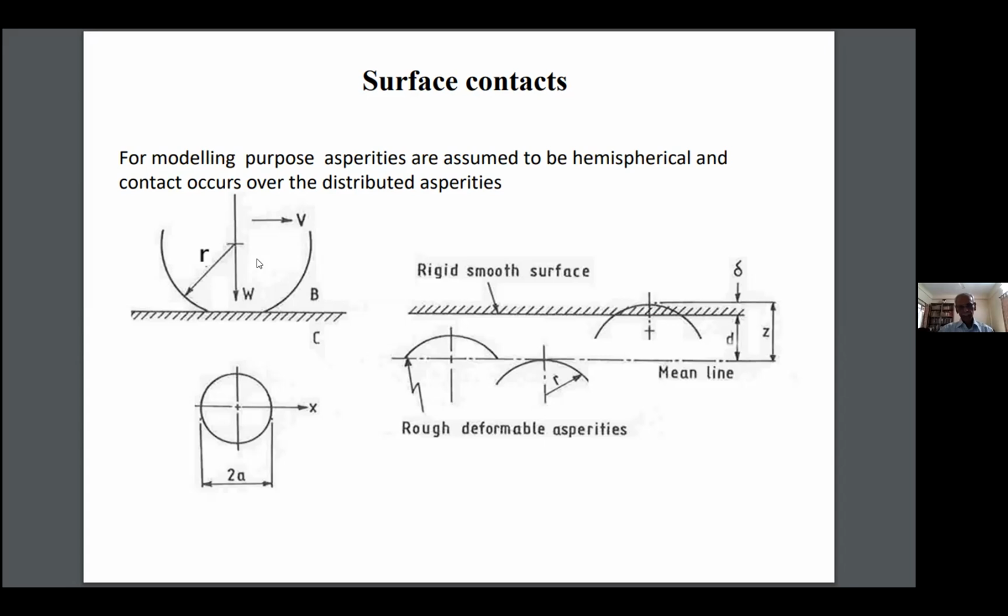This is what tribology is. We have got two surfaces loaded, and one of the surfaces or both the surfaces move with different velocities. So here I have shown a deformable hemisphere loaded with a force W against a flat rigid surface, and it's making a circular contact of radius A. So with this in our mind, we go ahead to have more modeling.